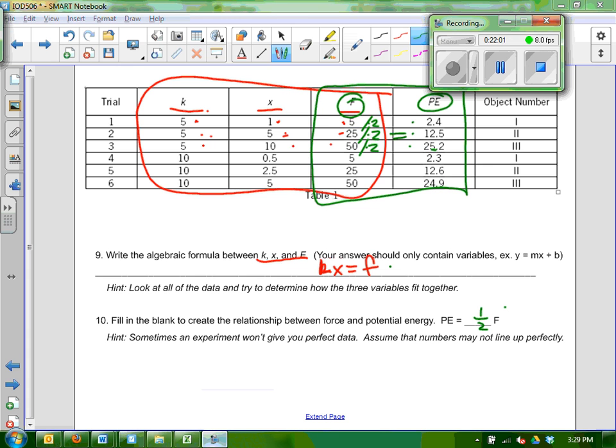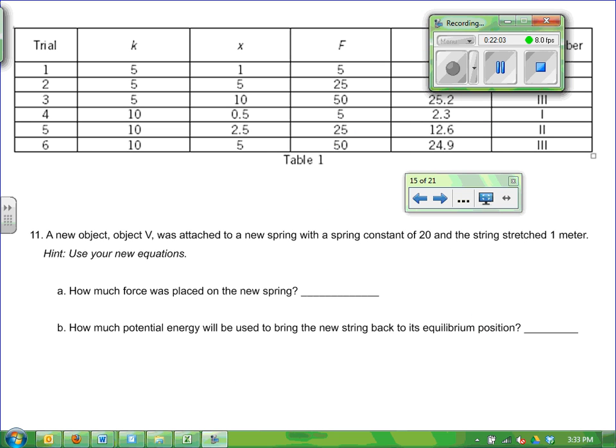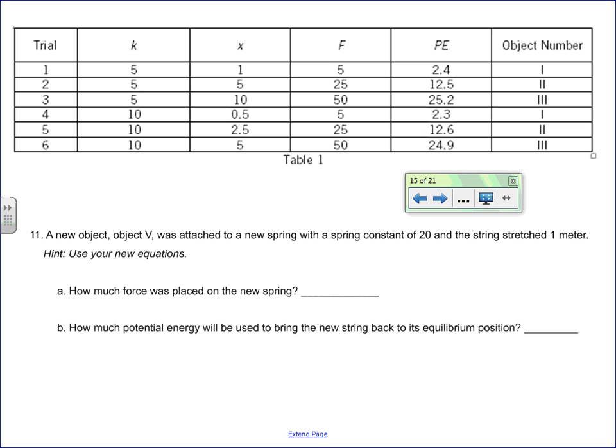Press pause now. All right, if you're pressing play at this point, then you are ready for questions 11 and 12. So let's get started with 11. A new object, object 5, is attached to a new spring with a spring constant of 20. And the spring, it should say, stretched 1 meter. All right, and the question is, how much force will be placed on the new spring?